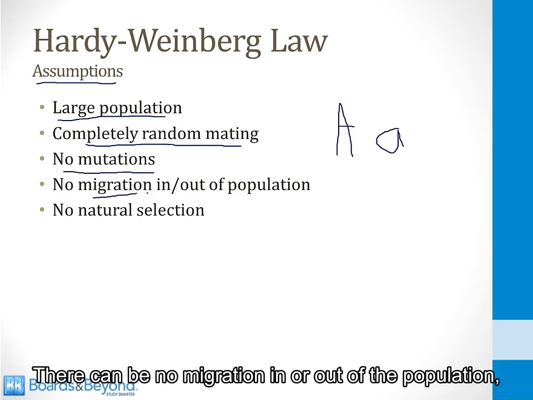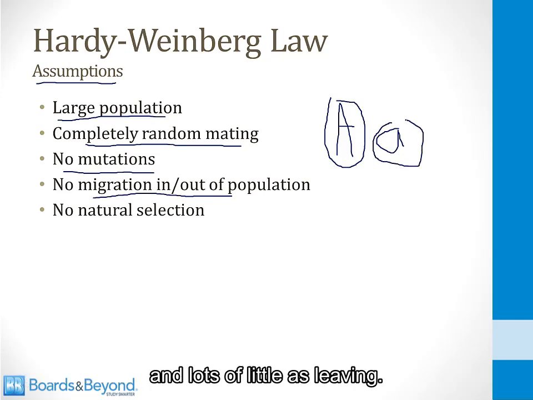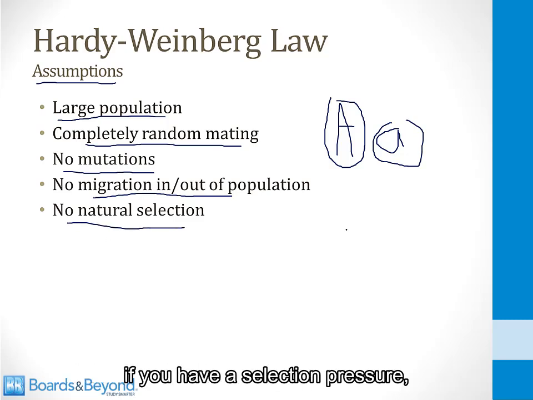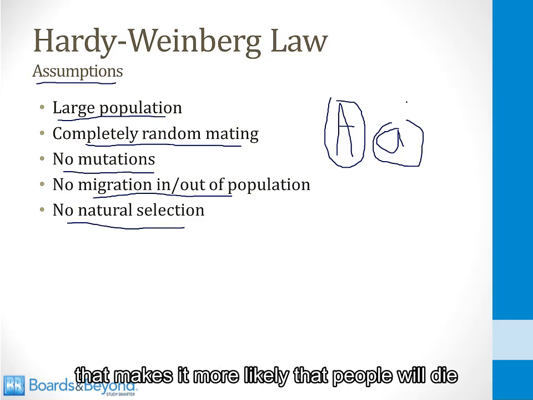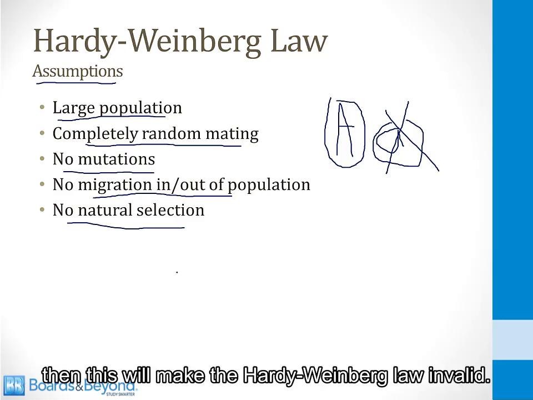There can be no migration in or out of the population. You can't have lots of big A's coming into the population and lots of little a's leaving. This will make the law invalid. And then finally, there can be no natural selection. If you have a selection pressure that makes it more likely that people will die if they carry the little a gene, then this will make the Hardy-Weinberg Law invalid.